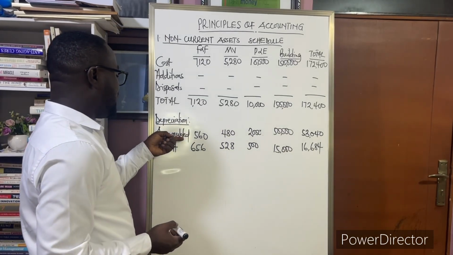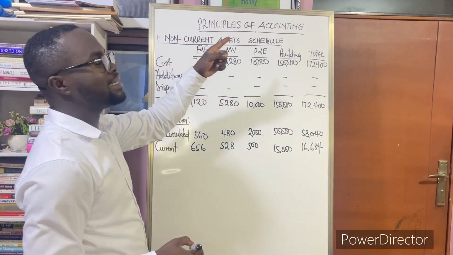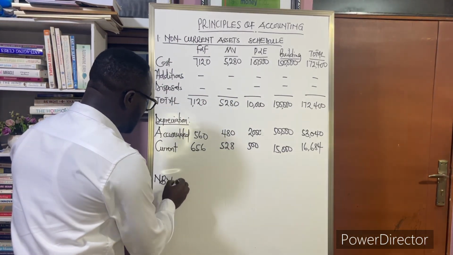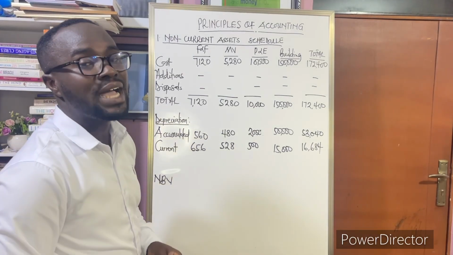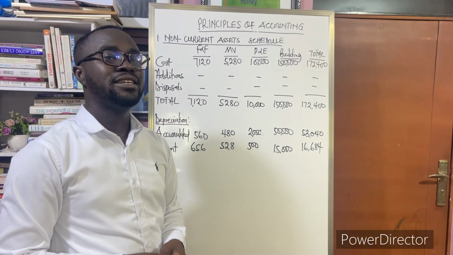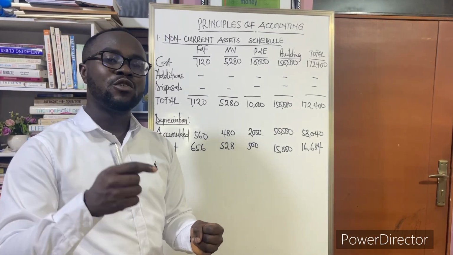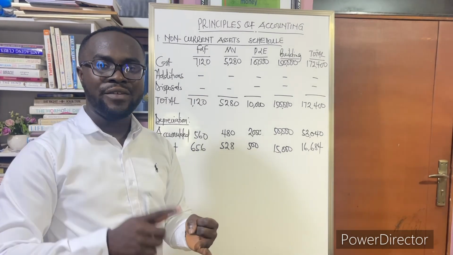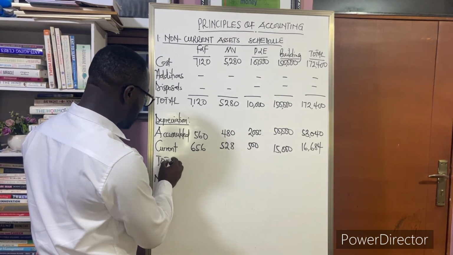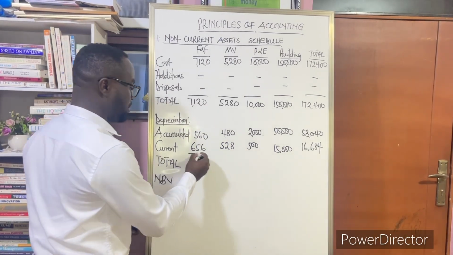We have gotten the accumulated, we have gotten the current. The main essence for preparing the non-current asset schedule is to determine your net book values. Net book value is the same as total cost minus total depreciation, and the total depreciation takes into account accumulated depreciation and the current year's depreciation. So let's find the total depreciation first before we come to the NBV. NBV is the same as net book value.